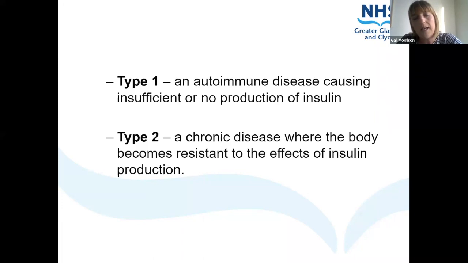So in the foot clinics, obviously it's type 1 and type 2 diabetes that we're mainly dealing with. These are the ones that cause the chronic long-term disorders and problems within people in the population. Type 1 being an autoimmune disease causing insufficient or no production of insulin, and type 2, a chronic disease where the body becomes resistant to the effects of the insulin production.